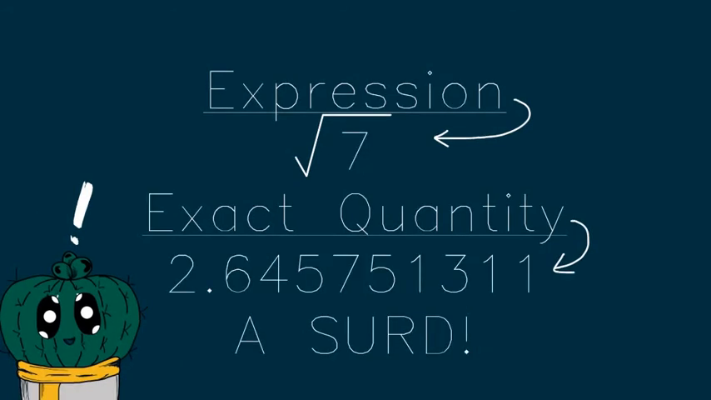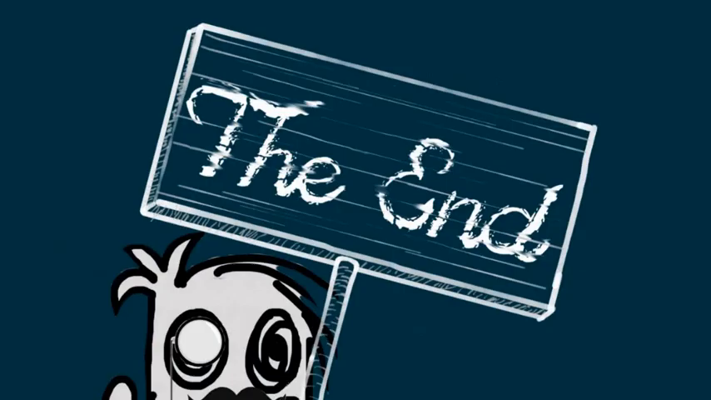Under root 7, the exact quantity, okay, I made a small mistake. This is not the exact quantity. It is approximately the exact quantity, okay? But it continues on and on, so that is why it's called a surd.